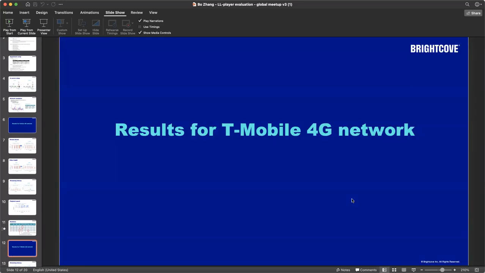So I'm going to skip the results for the T-Mobile 4G LTE network. I'm going to show a demo. I'll switch screen, share my, here it is.